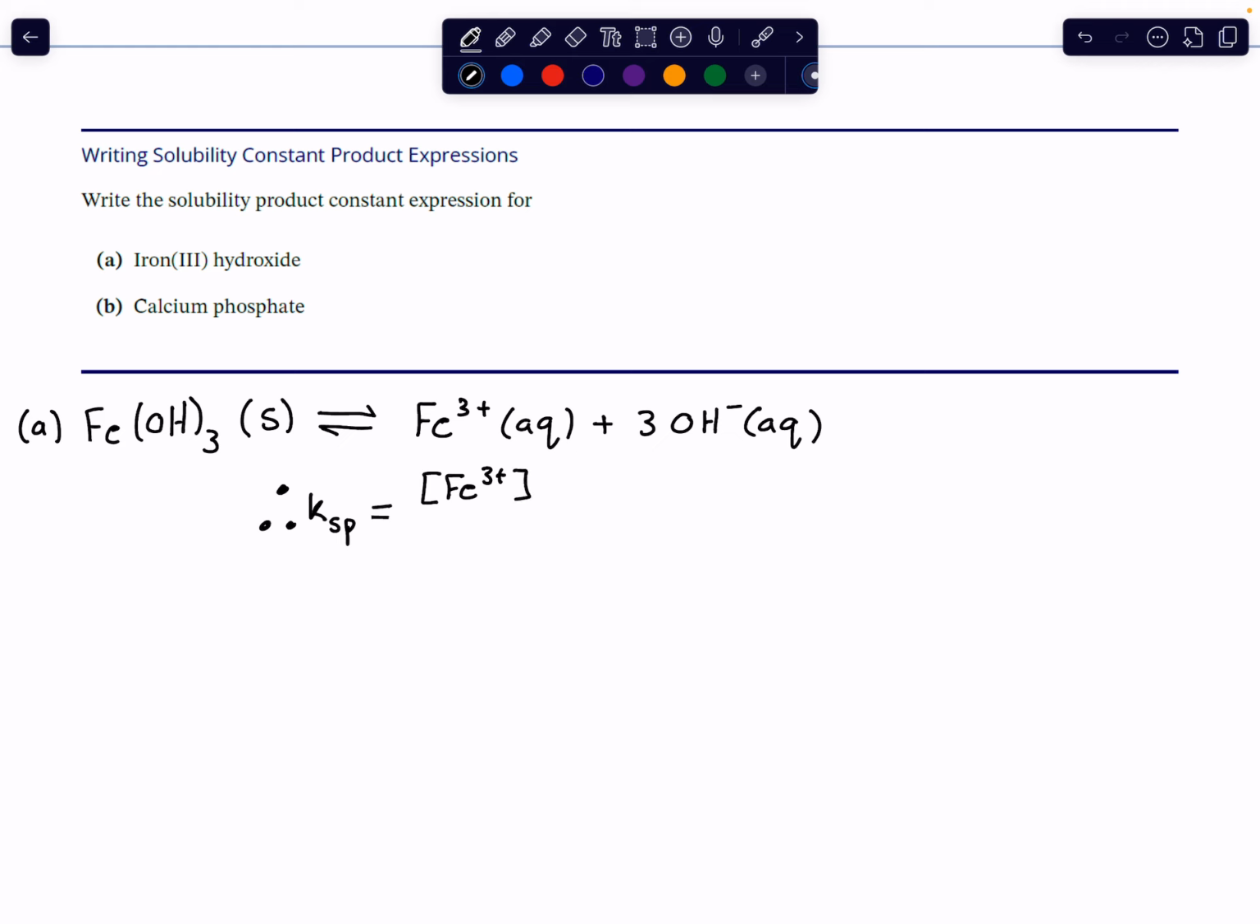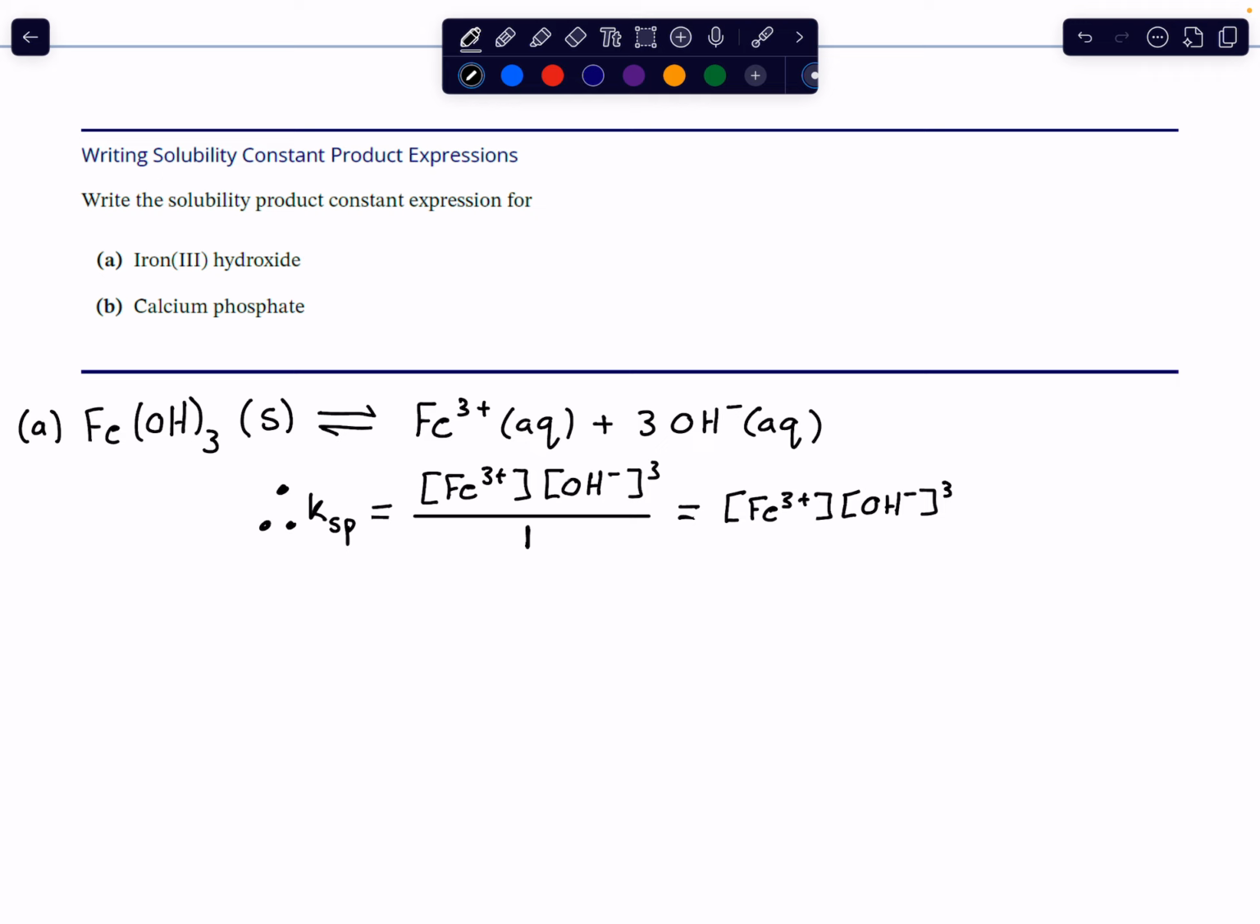So in principle, it is the Fe3 plus concentration at equilibrium. You can specify it's at equilibrium, but you don't have to. Multiplied by the hydroxide concentration to its stoichiometric coefficient, so in other words, hydroxide concentration cubed. So that's the product. And the reactant, because it's a solid, we designate a value of unity, a value of 1. So that means our expression is simply Fe3 plus multiplied by OH minus cubed.